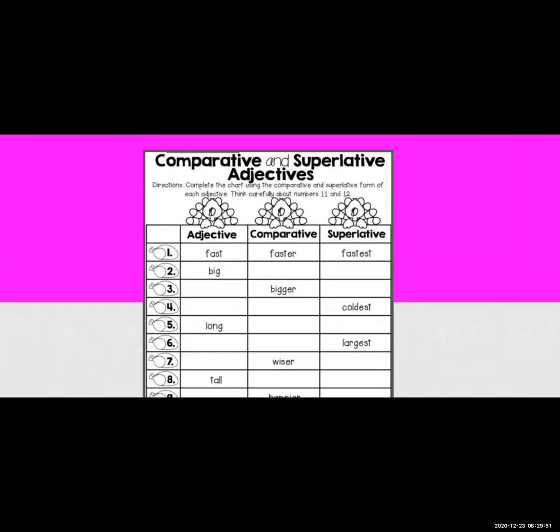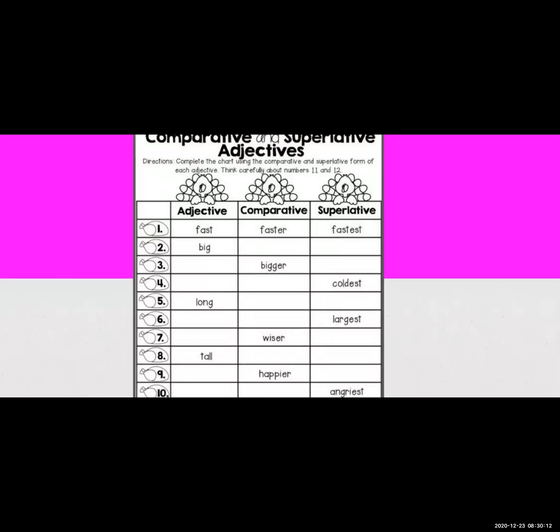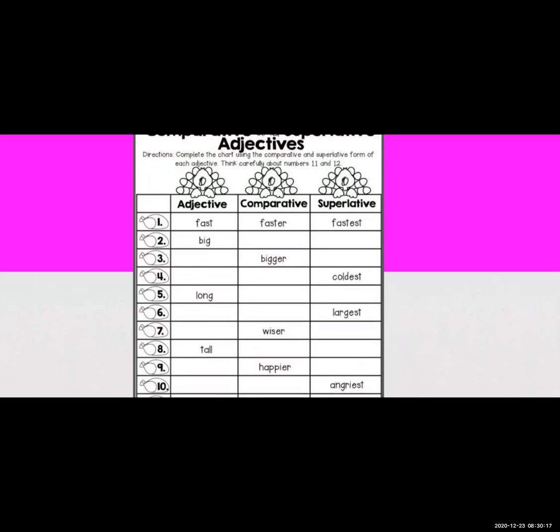Now comparative and superlative adjectives. I'll read the line. Directions: complete the chart using the comparative and superlative form of each adjective. Okay, and they are saying to think about numbers 11 and 12 carefully, which means there is something to be done with 11 and 12, something changes, you cannot simply transit that one.